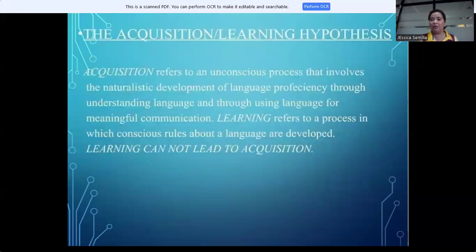Under acquisition, meaning the learners have an unconscious process involving the natural development of language proficiency, meaning they are exposed to a second language and use it for meaningful communication. Here, learning really refers to understanding rules. They have the consciousness of rules about a language that are developed. And learning cannot only lead to just acquiring the language through exposure. So they need to learn the rules so that they will learn about the language itself.